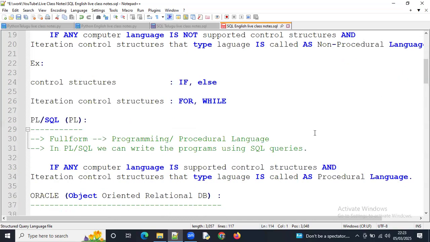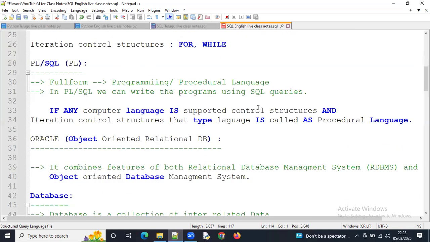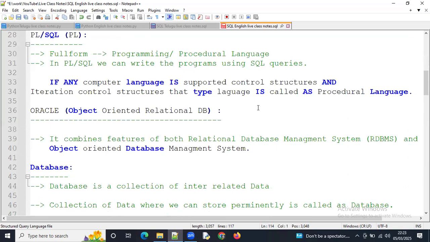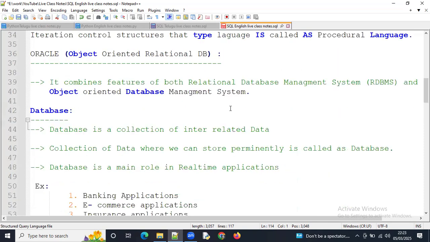We have also discussed control structures and iterational control structures. These are examples of those. PLSQL is a procedural or programming language, so we can write programs using SQL queries. But these are related to database and file management systems. We also discussed Oracle and databases.